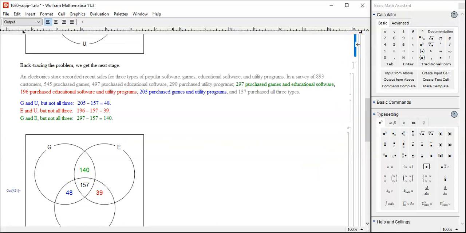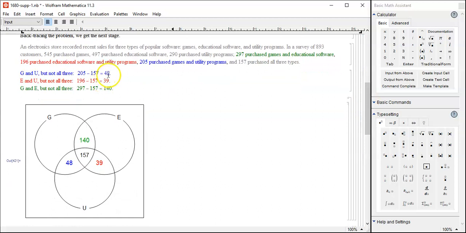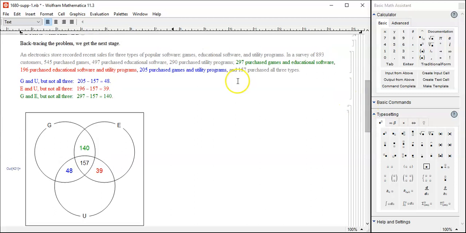And that's what we have. You see, first subtraction blue, 48. Second subtraction red, 39. And then third subtraction green, 140. They correspond to blue, red, and green information. We're backtracing the problem, okay? This one we did earlier, previously, in the middle.